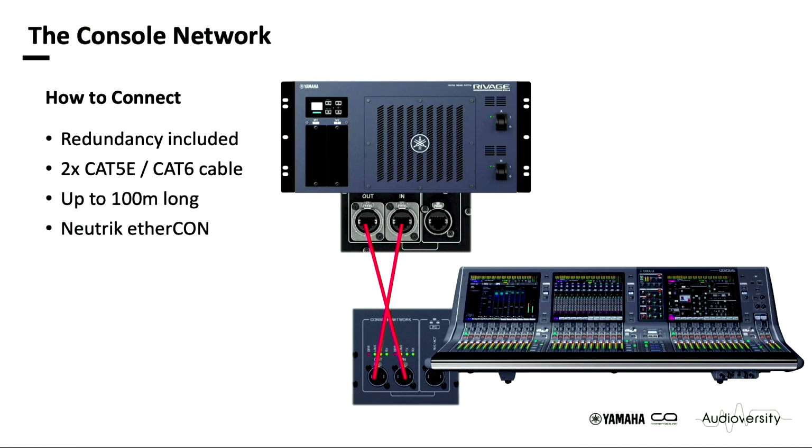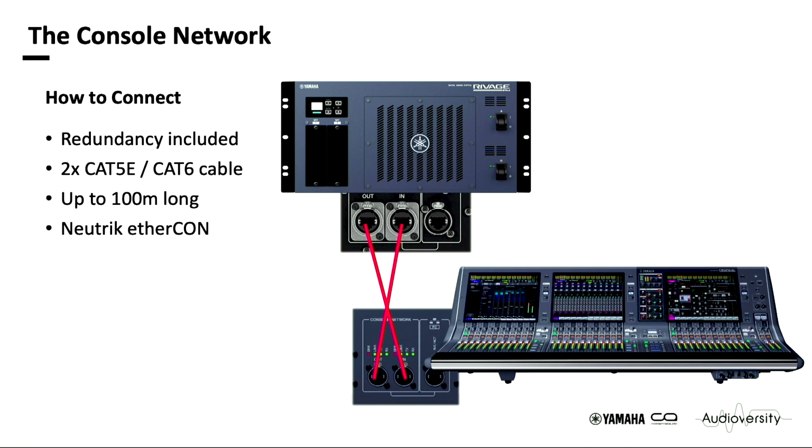How do we connect? We have two Cat5e or Cat6 cables connecting the DSP and the console. They can be up to 100 meters long, and we recommend using Neutrik Ethercon cables for ruggedness and reliability. Only one is needed to actually work, so two provide us with redundancy. If either gets cut, we get a warning message on the front panel of the DSP and on the screen of the console.